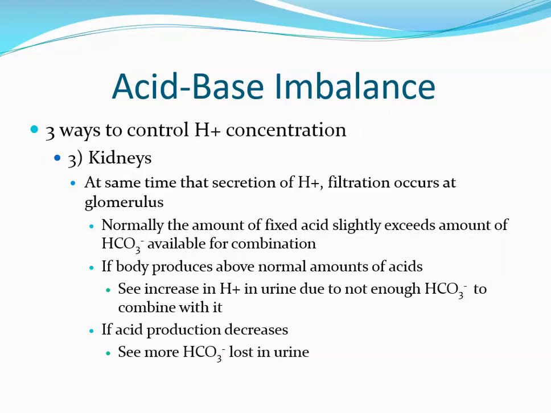However, if the body produces above-normal amounts of acids, you can see an increase in hydrogen ion concentration in the urine because there would not be enough bicarb. These excess hydrogen ions would be secreted and excreted from the body, and the pH of the urine would decrease. If acid production decreases, then you would see more bicarb in the urine.